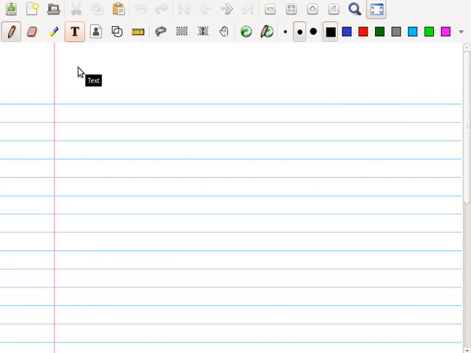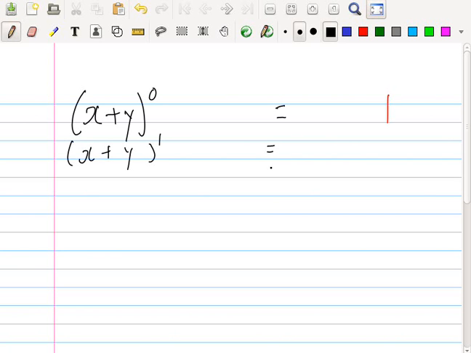So, for example, let's say (x + y) to the power 0. I haven't done this with you, but does anybody know what power 0 makes? 1. Okay. Now, let's look at the next one. (x + y) to the power 1. What does that equal? x + y. Yeah, it's just 1x + 1y. Okay.